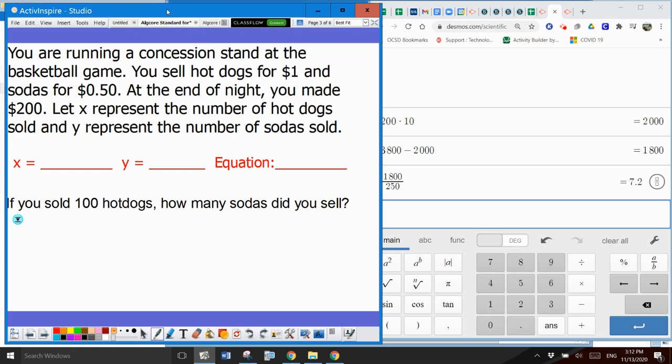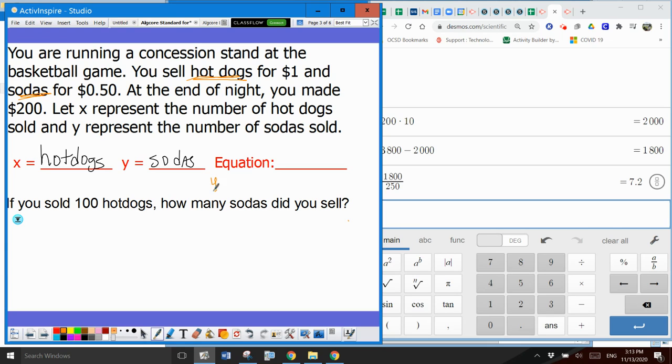Okay, you are running a concession stand at the basketball game. You sell hot dogs for $1 and sodas for 50 cents. At the end of the night, you made $200. Let X represent the number of hot dogs sold, and Y represent the number of sodas sold. So what's X? Yeah, X is hot dogs, and the Y are my sodas, because hot dogs is first, sodas is second.